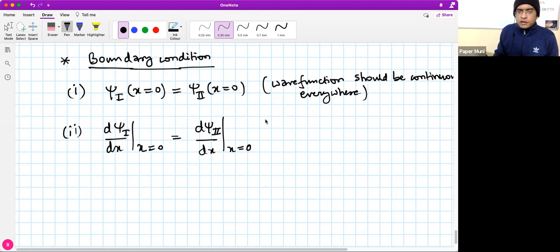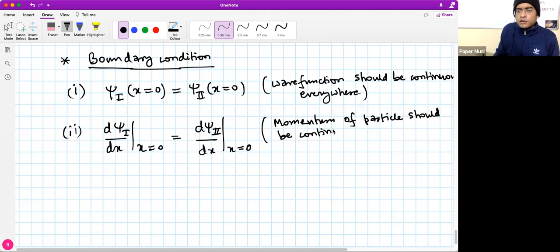Now in this case, we have this argument that the momentum of the particle should be continuous at the boundaries.